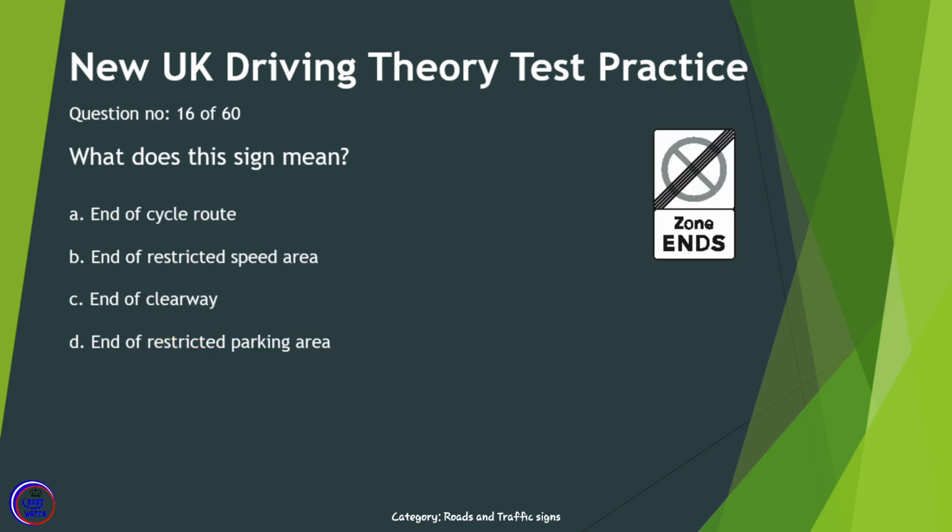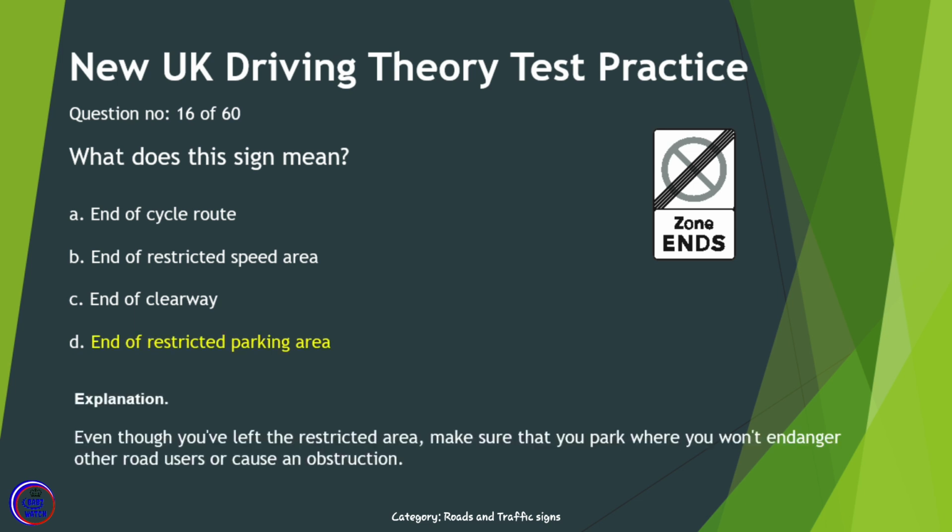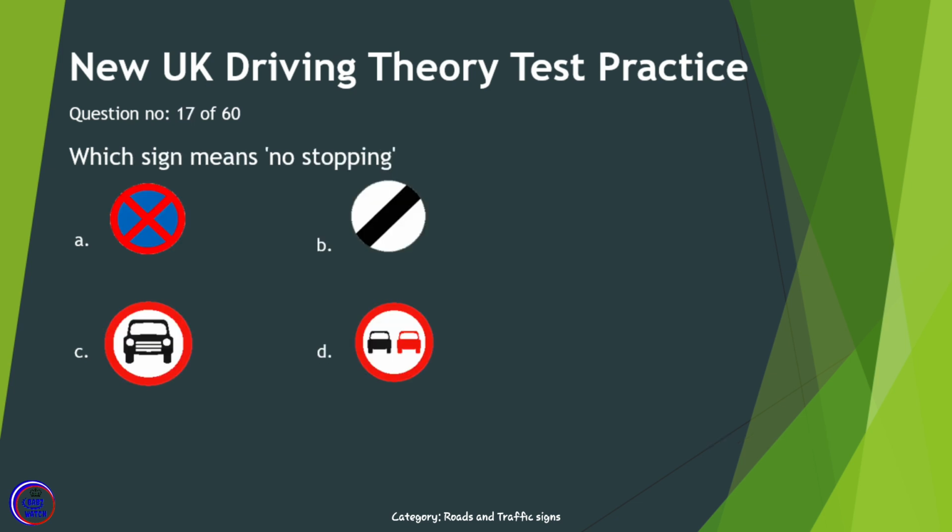Question 16 of 60. What does this sign mean? A. End of cycle route. B. End of restricted speed area. C. End of clearway. D. End of restricted parking area. The correct answer is D. End of restricted parking area. Explanation. Even though you've left the restricted area, make sure that you park where you won't endanger other road users or cause an obstruction.